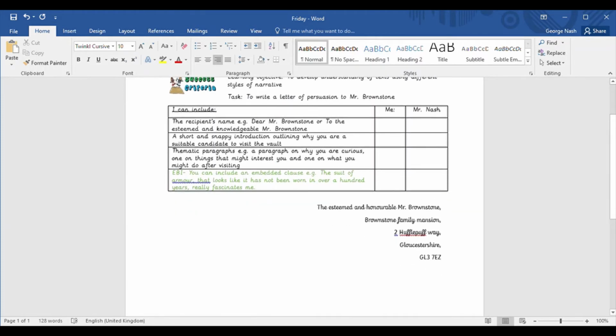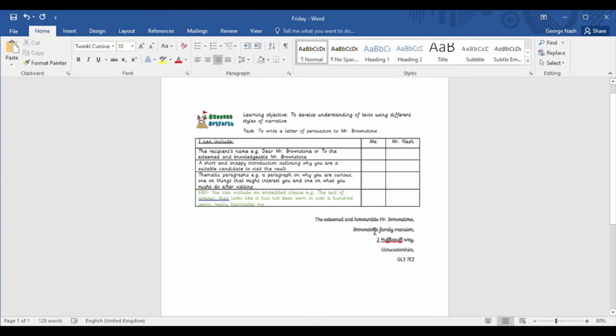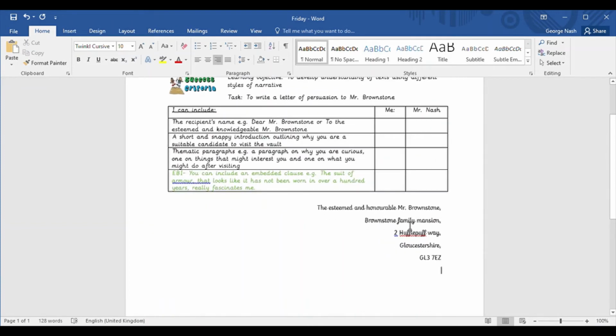That's the address that we put onto our envelope. The esteemed and honourable Mr. Brownstone, the Brownstone family mansion, 2 Hufflepuff Way, Gloucestershire, GL3 7EZ. And I might put that over here again. Dear your magnificence. Or dear the magnificent, that sounds better. The magnificent Mr. Brownstone, comma, and then I start my new line below here.